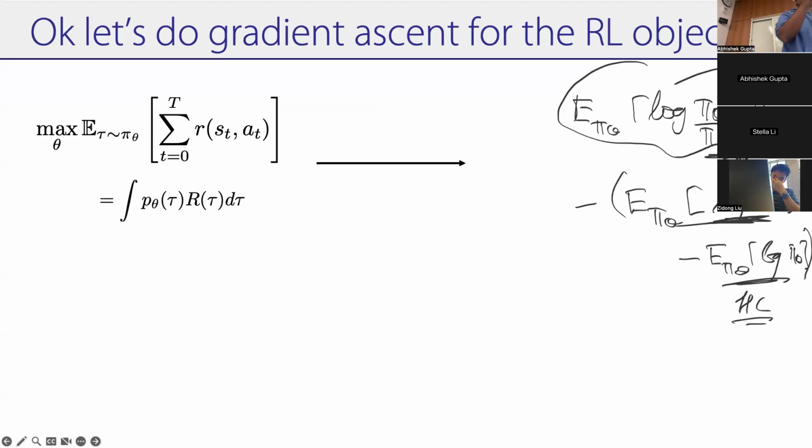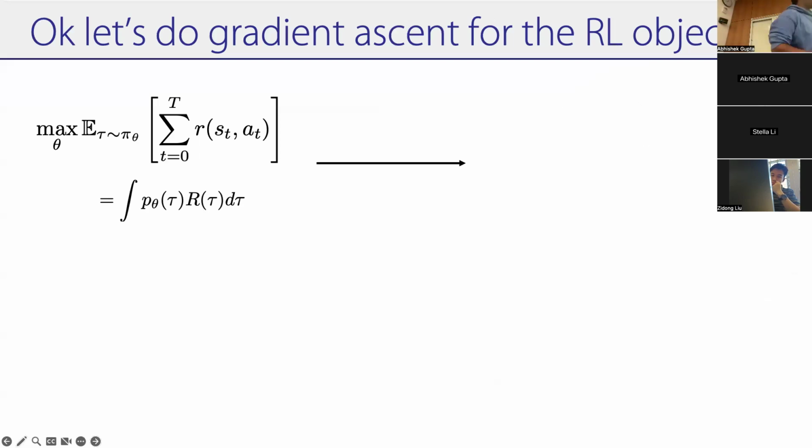Make sense? Intuitively, you can think of it as: the higher the future reward for a particular action, the higher its likelihood is going to be under the expert. And so you can think of log pi star as your reward.